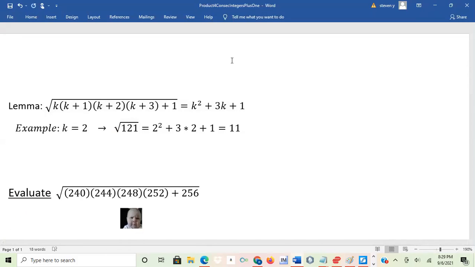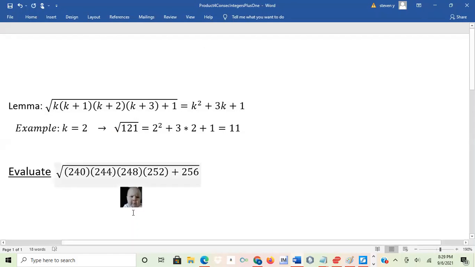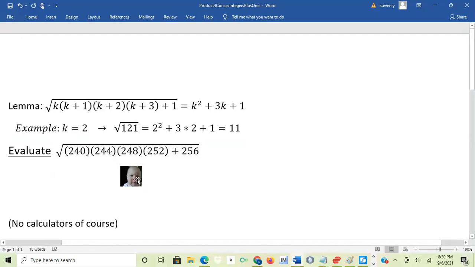Okay, now our goal today is to evaluate this monstrosity here, this radical. And of course, this is a no calculator problem. That wouldn't be any fun, right? Substituting into the calculator. I can see even the baby has an indignant look here. He's going, "Are you serious? We're not going to use a calculator for this."